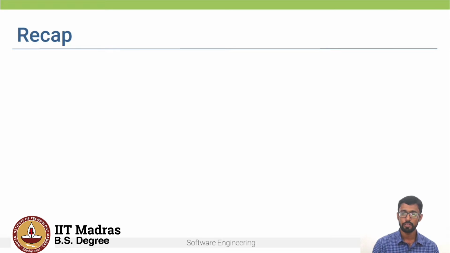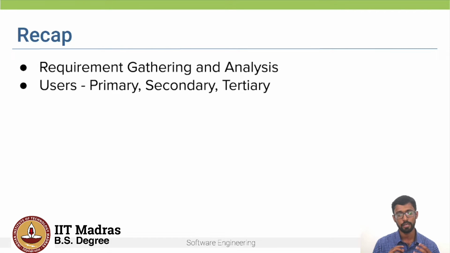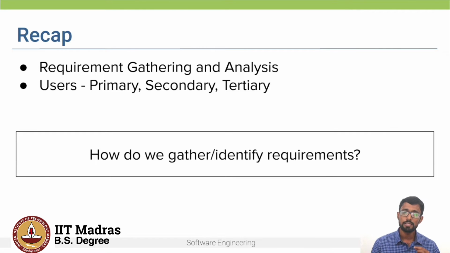So in the previous video, we looked at requirement gathering and analysis, and we also looked at how we need to consider the primary, secondary, and tertiary users of a system. But now that we have identified these different types of users, the question is how do we gather or identify requirements from these users? Do we just talk to users, or are there other ways to gather these requirements?